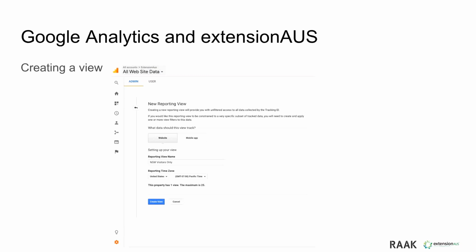So the view is really another version of your property, which just allows you then within that view to filter down and to segment down. Creating a view is quite easy. All you need to do is go to the admin section, create view, give it a name, and obviously make sure you're in the right time zone and create the view. That has done nothing at that point. It's just created another view of all the website data. What you then need to do is go in and start filtering, or more importantly, segmenting.